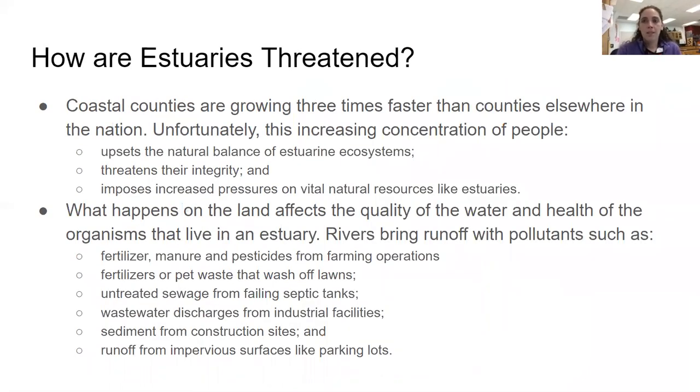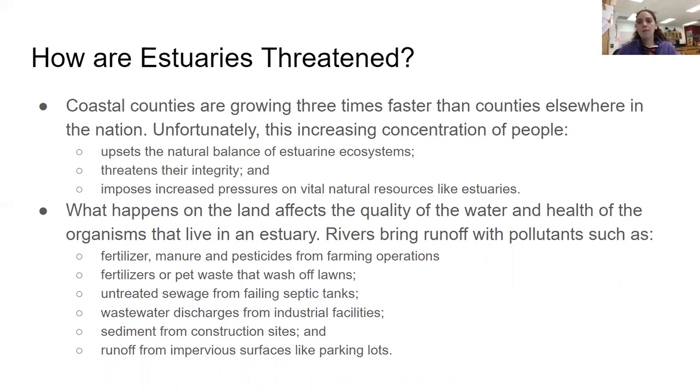Our estuaries, though, are threatened. Coastal counties are growing very fast. Lots of people want to move to the coast. It's a great place to be living near the water and near the beach. However, as we get more people, that disrupts the balance of our estuaries. It also usually means the estuaries get smaller as we build up the coastline with houses and roads.